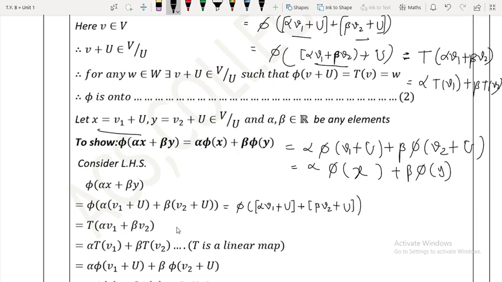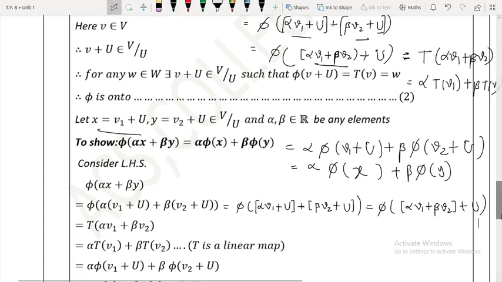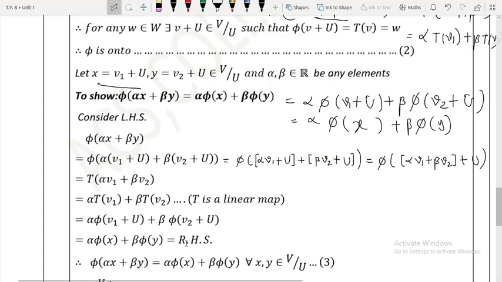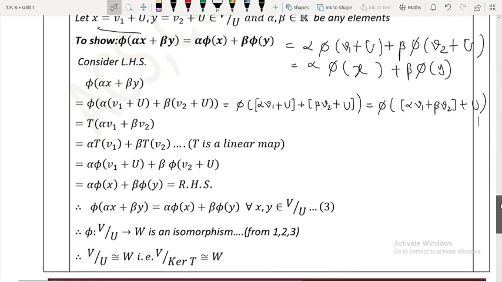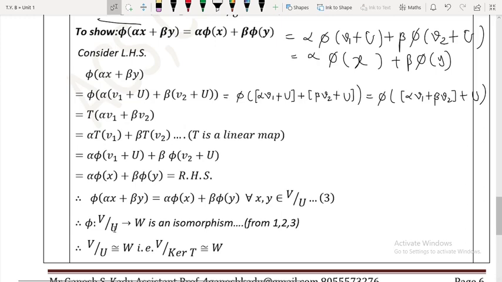which is further equal to phi of the addition of cosets. So alpha v1 plus beta v2 plus u. Okay, and now the definition of phi is applied, so we'll get this. Therefore, since T is a linear map, we'll get this by putting values of T of v1, T of v2, and at last, yes, so this alpha phi of x plus beta phi of y, which is the RHS, and therefore from 1, 2 and 3, phi from V mod U to W is an isomorphism.